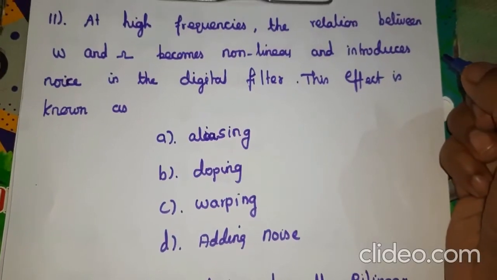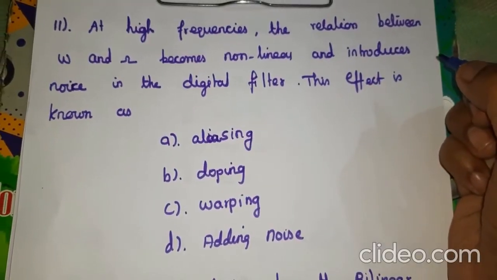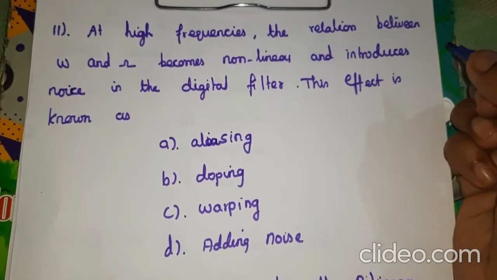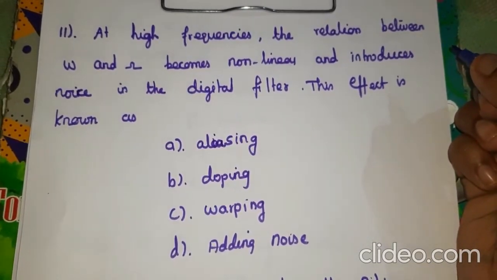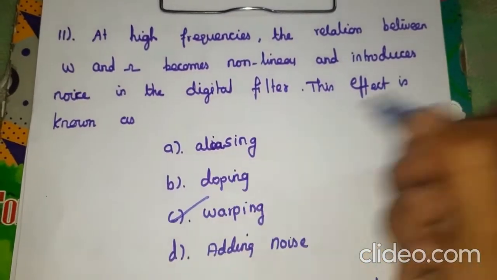11th question, at high frequencies, the relation between analog frequency and digital frequency becomes nonlinear and introduces distortion in the digital filter. This effect is known as warping. So here the answer is C.